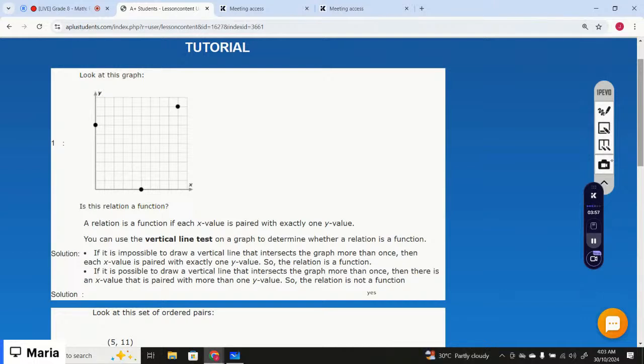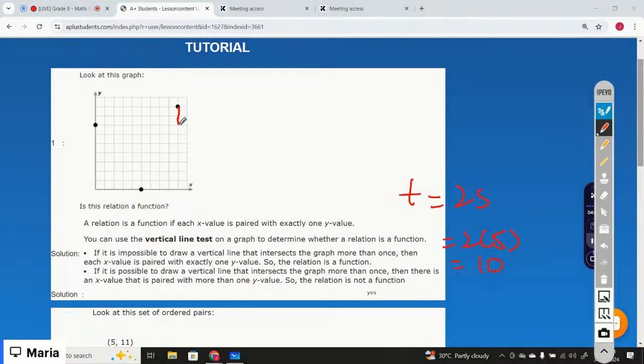A relation is a function if each x value is paired with exactly one y value. So that means you can see the points, right? This is the x value. So for this x value, maybe it's 9 or 10, you have only 1 point. For this value, you have x equals 0. But here you have another point for x equals maybe 5. So all the x values have only one y value, right? So if each x value is paired with exactly one y value, then that is a function.